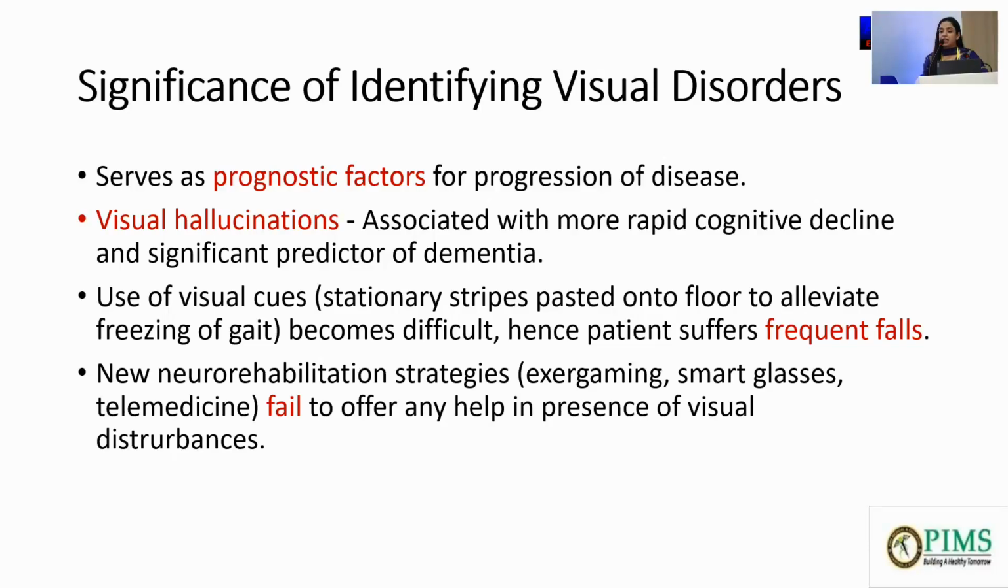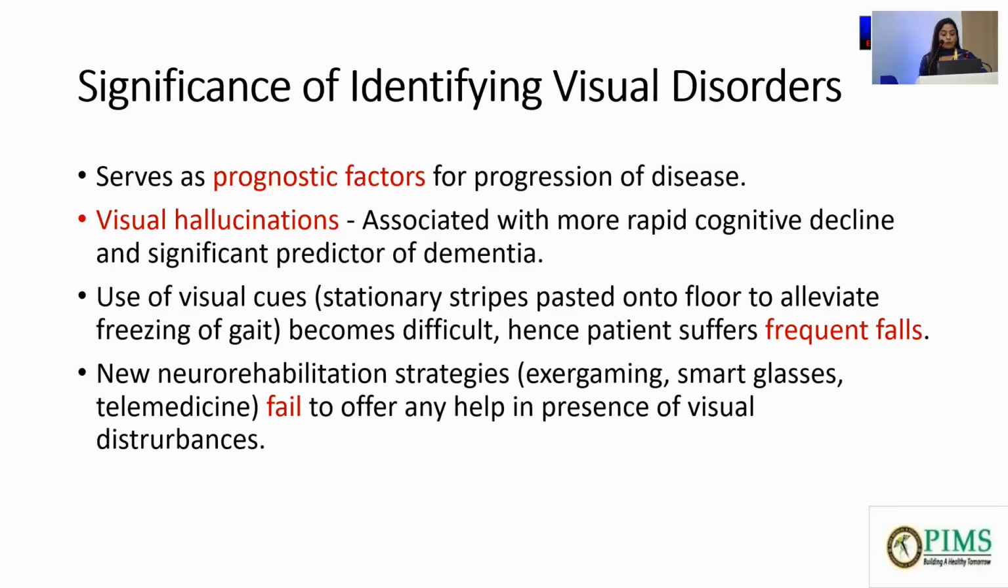So what is the significance of identifying these visual disorders? So these visual disorders, they serve as prognostic factors for the progression of Parkinson's disease. Visual hallucinations, which are a type of visual disorder which is seen in Parkinson patient, is associated with a more rapid cognitive decline and is a significant predictor of dementia in such patients.